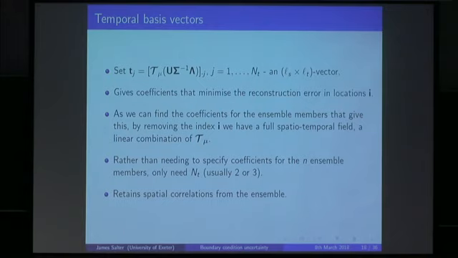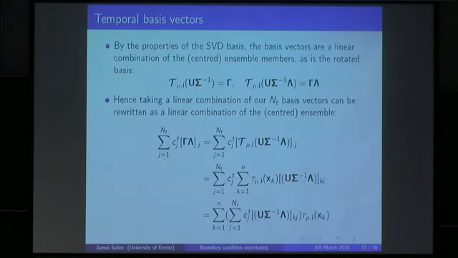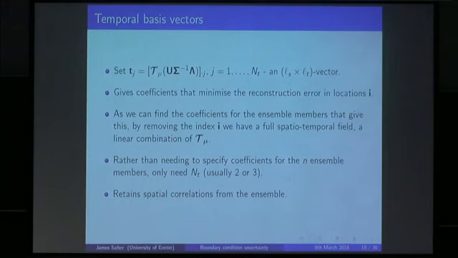Essentially, this is a mechanism for allowing us to combine our climate ensemble in a way that allows us to match the historical observations in a small set of chosen locations. And by inverting the SVD, we can then get full spatial temporal fields from this. We could have just specified linear combinations of the ensemble rather than defining some temporal basis vectors, but that would need more coefficients.